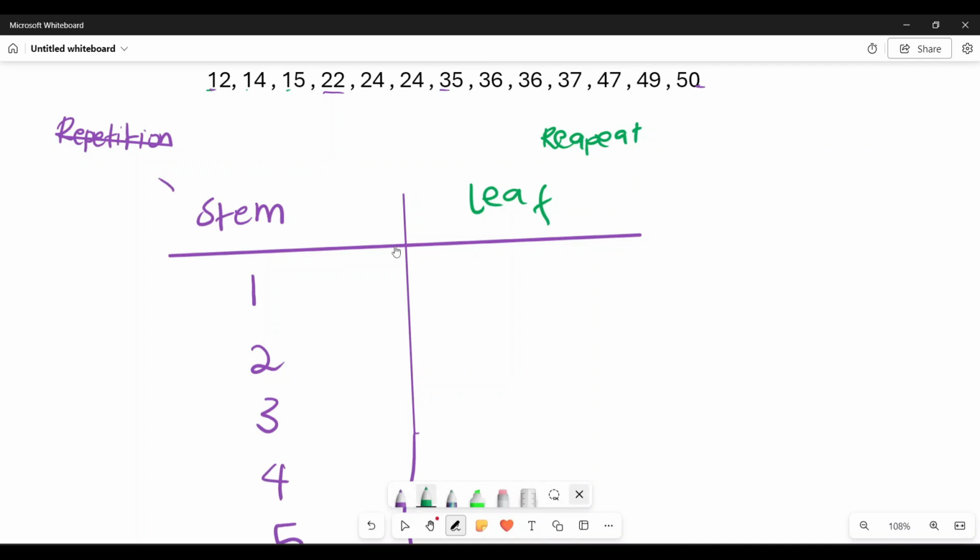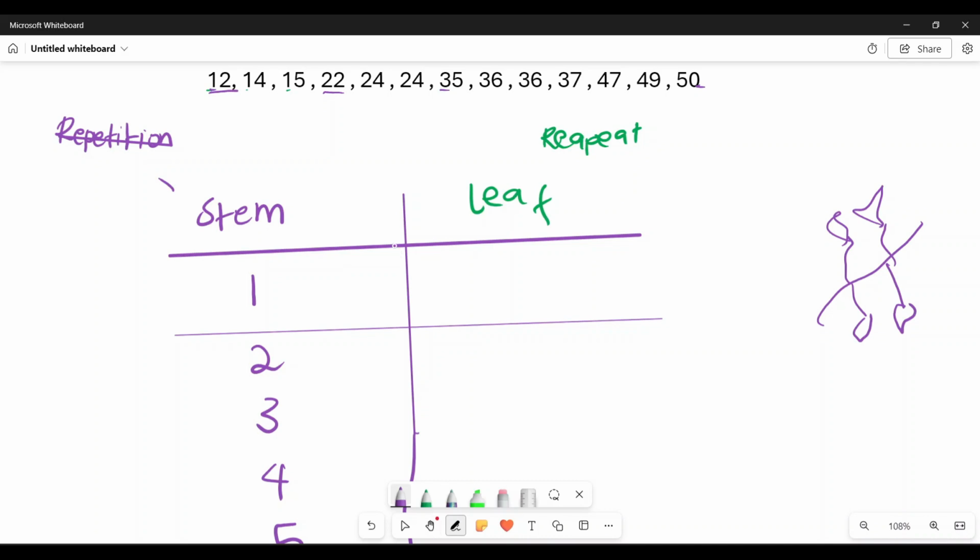Now, for your leaf, as I've said, repetition is allowed. So here, we're going to focus on our stem 1. You can also think of this in terms of a tree. This is your stem, and your leaves are going to grow on your stem. Now, what are those leaves that grow on the stem 1, to be specific? We have 2, because the first value is 12. We have 2, we have 4, and we have 5.